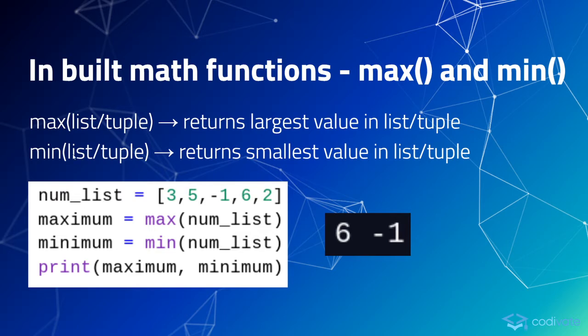We print 6, which is the largest number in this list, and -1, which is the smallest number in this list. An interesting thing about this is that it will also work on strings. If we do max and we have a list of strings, it will give us the longest string. If you do min, it will give us the shortest string.